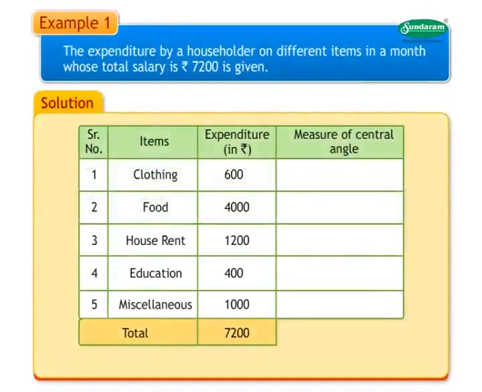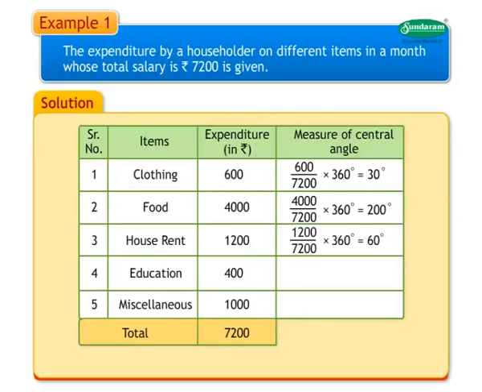For clothing, we get 600 upon 7,200 into 360 degrees is equal to 30 degrees. For food, we get 4,000 upon 7,200 into 360 degrees is equal to 200 degrees. For house rent, we get 1,200 upon 7,200 into 360 degrees is equal to 60 degrees.